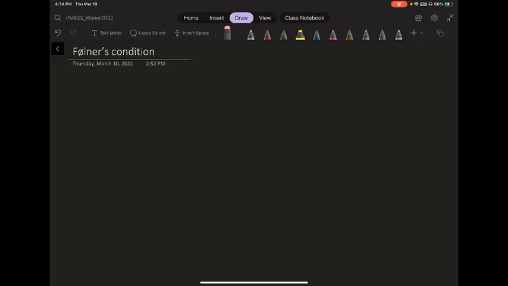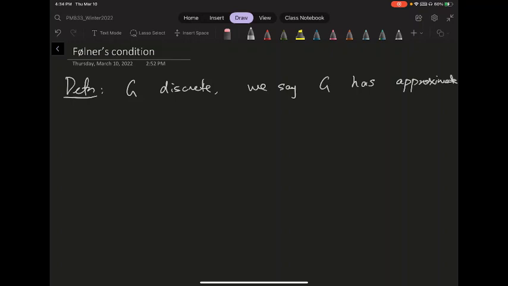So this is the first definition. Suppose we have a G, which we always assume is discrete. We say that G has an approximate invariant mean if I can have something that's almost an invariant mean, but using only the probability space.